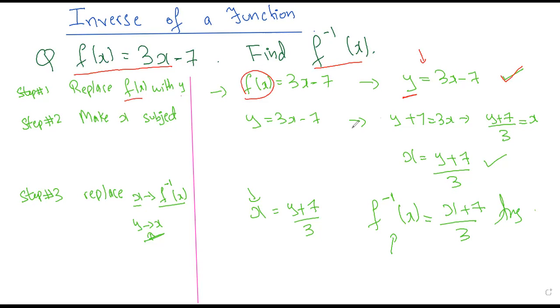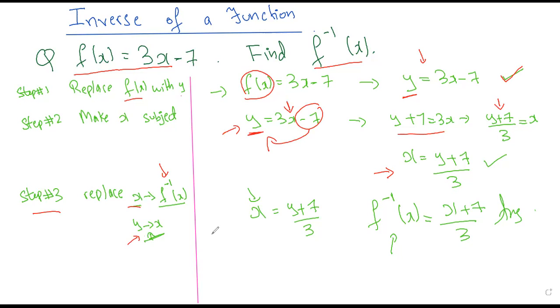So I'm done with the first step. For the second step, I need to make X the subject. So at the moment, Y is the subject. For making X the subject, I'll separate it. I'll take everything to the other side, and that is going to give me Y plus 7 equals 3X. And finally, this is going to be an equation where X is the subject. So I've rewritten it this way, just so it's more understandable. Last step is you need to make two changes. Replace X with F inverse of X and replace Y with X.